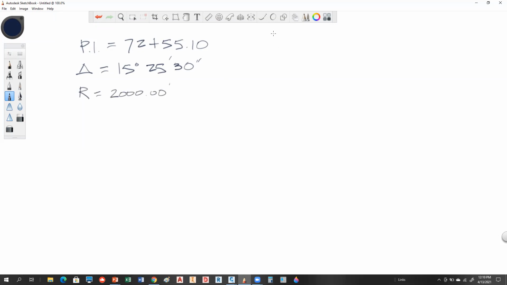So it asks you to calculate a deflection angle and a long chord to station 73 plus 75 sitting up at the PC. Okay, so almost everybody said that this was the PC, and there's no way that the PC is equal to the PI. Who can tell me why?